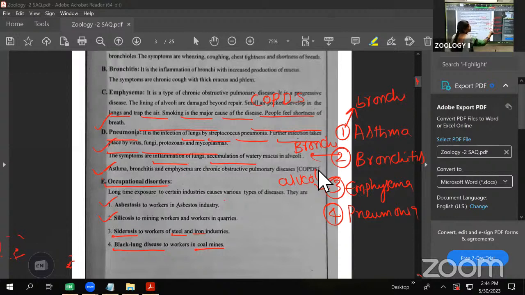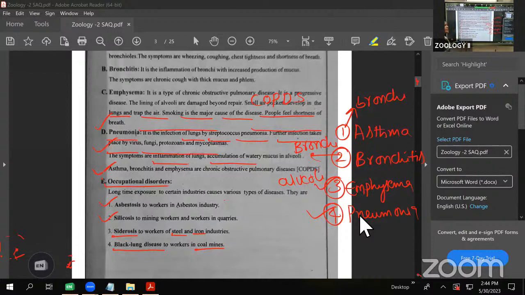And the symptoms mainly include a chronic cough. The next and last one is called pneumonia. Pneumonia occurs by infection with the Streptococcus pneumoniae bacteria, and sometimes it occurs by other bacteria, viruses, and protozoans, which also cause this type of disease.